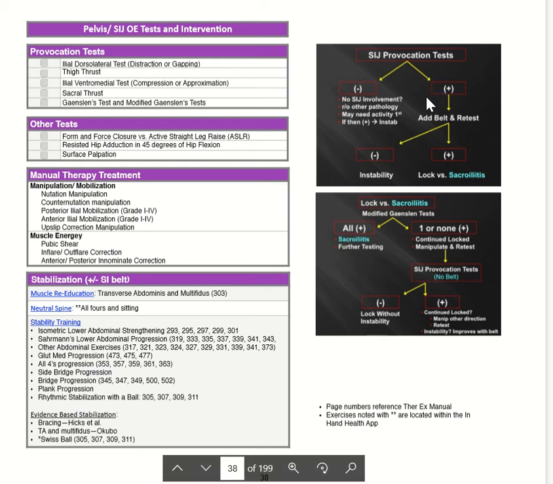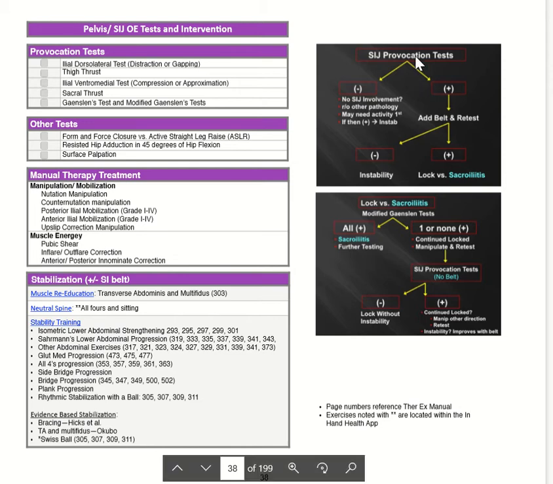All right, I'm going to explain the two flowcharts seen on the right-hand side here. This is page 38 of our clinic manual. So the first flowchart basically helps you differentiate between a few different sacroiliac joint pathologies.